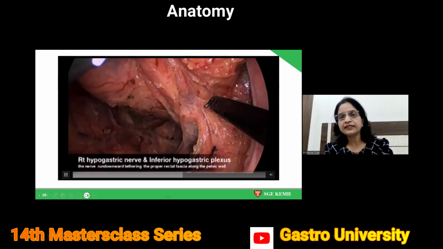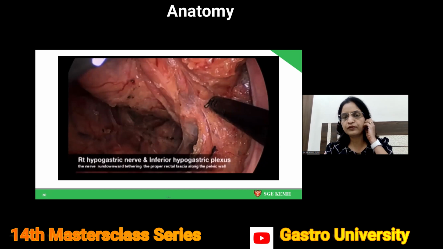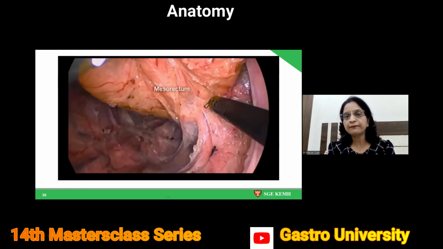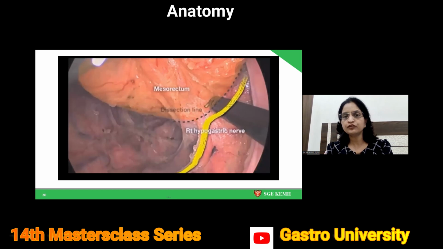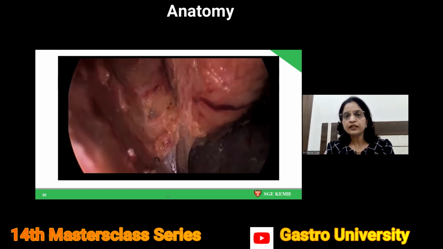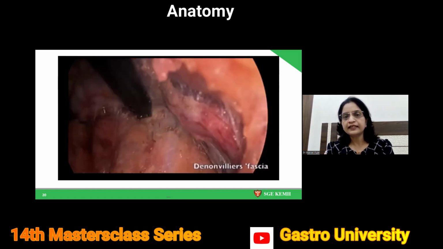And if there is excessive traction, the nerve gets tented and it gets pulled towards the mesorectum. And then there is a chance of injury to the right hypogastric nerve and the plexus. But there lies a triangular area, and the dissection should be pushing the nerve and plexus laterally, like this. This is the right hypogastric nerve, and the line of dissection should go just near the mesorectum. And then this is the anterior dissection.